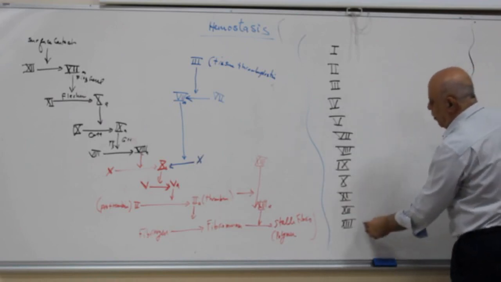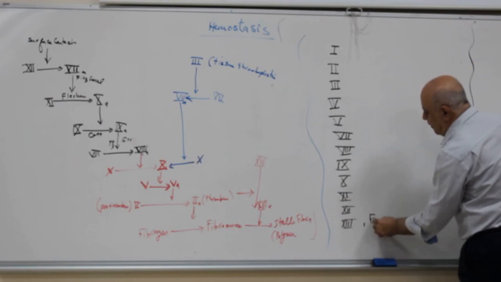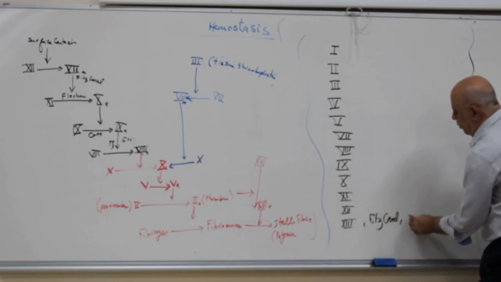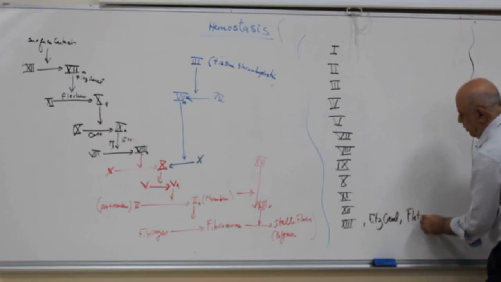We have 2 other clotting factors. They don't have a number. One is called Fitzgerald, and the other one is called Fletcher.